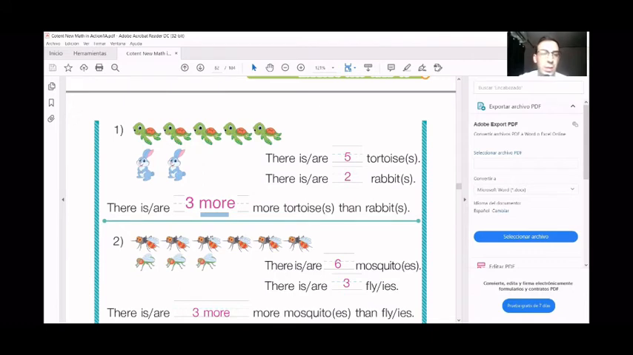Okay, let's continue. Now we talk about mosquitoes. This is a mosquito. Do you like mosquitoes? I don't like mosquitoes. I hate them. It's so painful when they bite you, right? How many mosquitoes are there? 1, 2, 3, 4, 5, 6 mosquitoes.